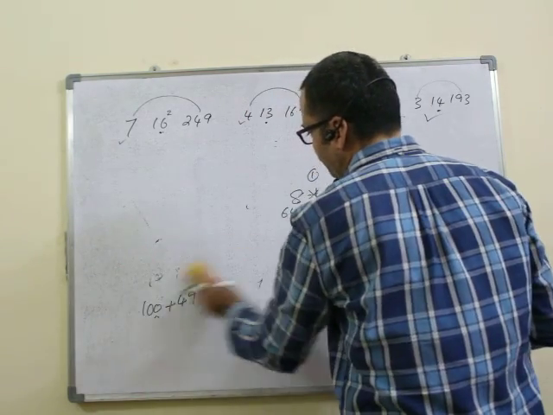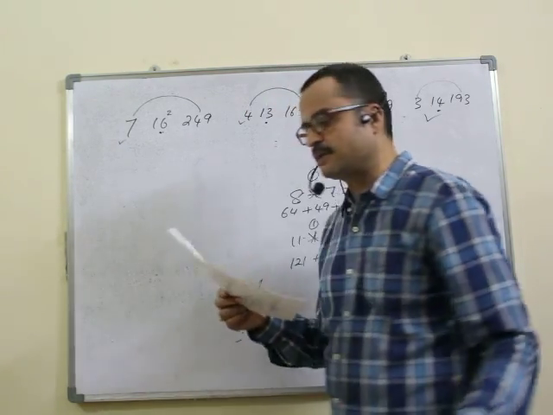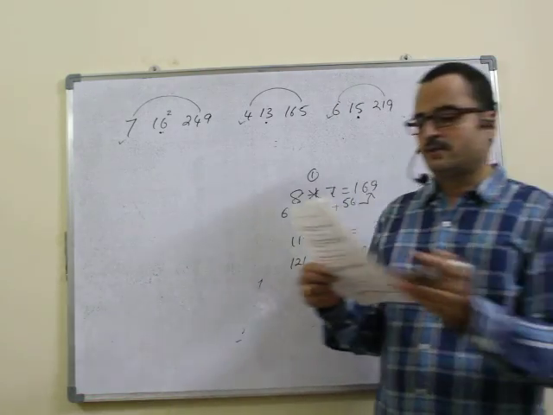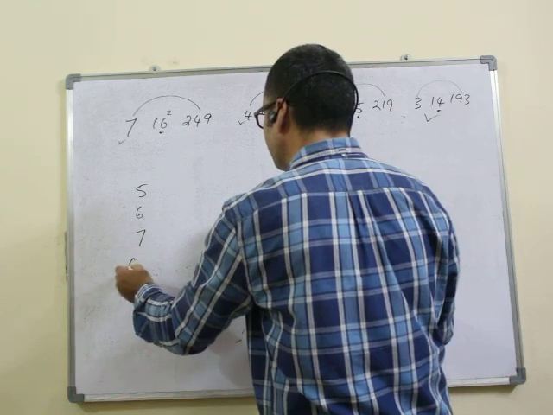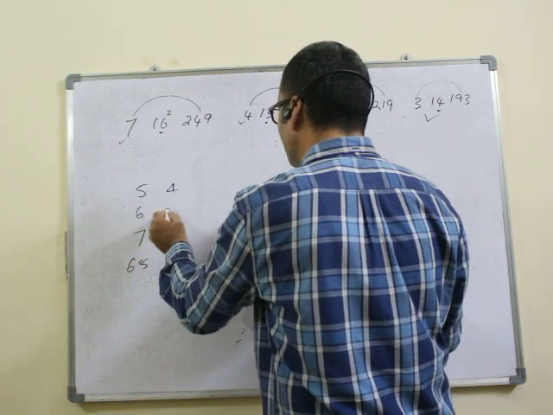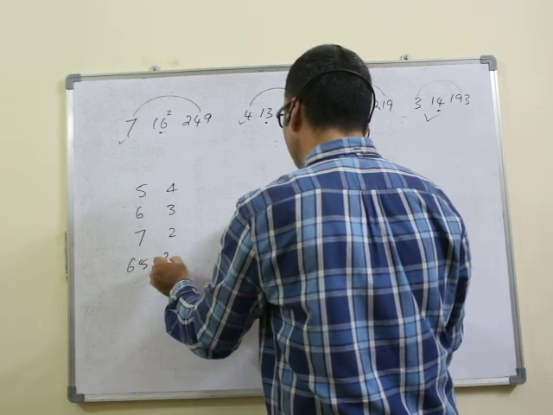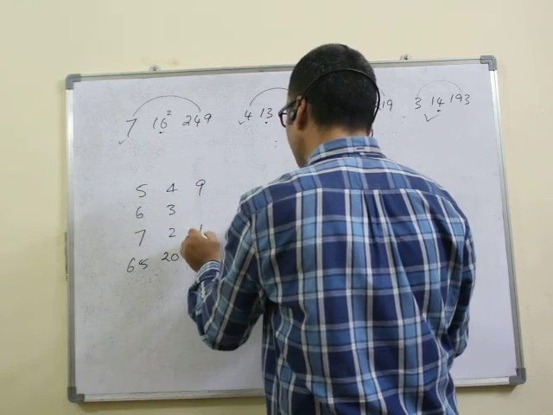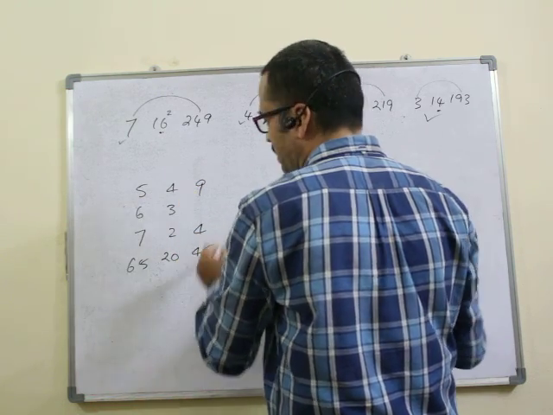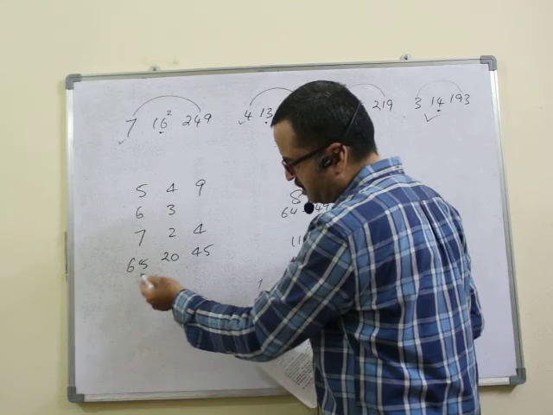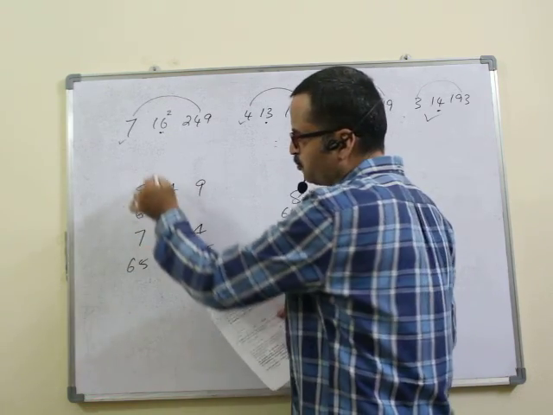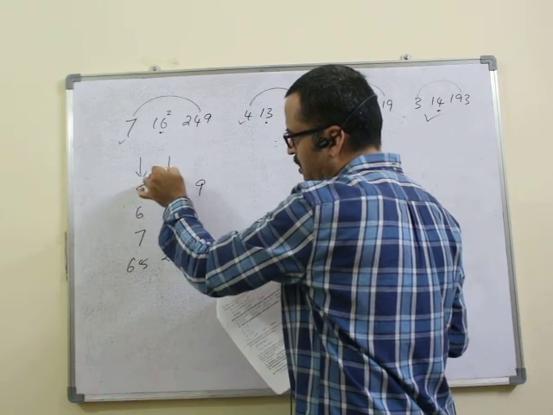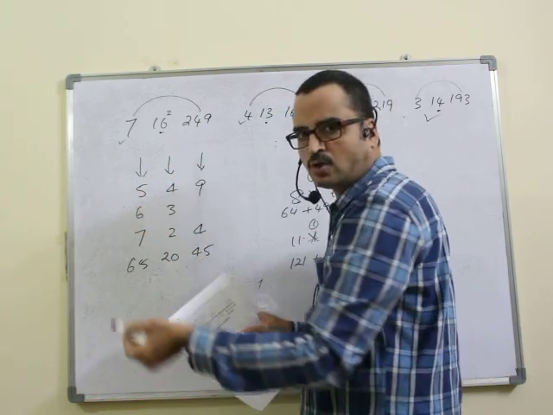Right. 21. See, that is a missing number. Now see how they gave you 5, 6, 7, 65, 4, 3, 2, 20, 9, 4, and 45. Now see, such a big number. So when such a big number is there, we can have a logic that probably they might have worked it out column wise. So the operation may be column wise.